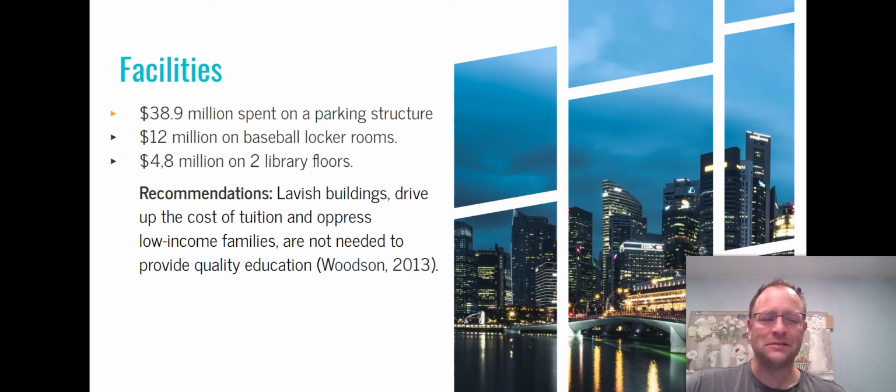This university spends a lot of money on facilities. $3.9 million was spent on a parking structure. 12 million was spent on baseball locker rooms, and 4.8 million was spent on 2 library floors. Lavish buildings, I mean, this is my recommendation here. They drive up the cost of tuition, and as a result, they also oppress low income families, and they're not needed for a quality education.